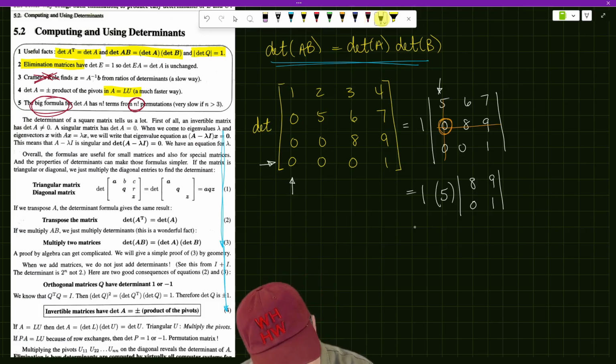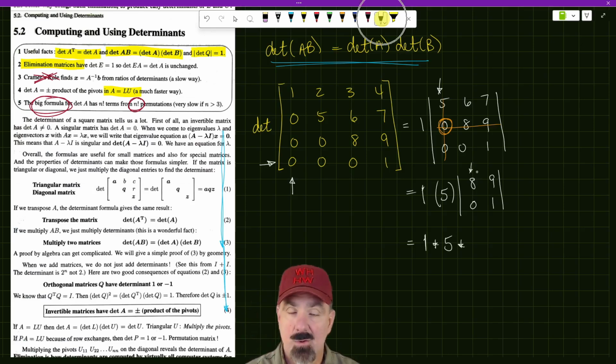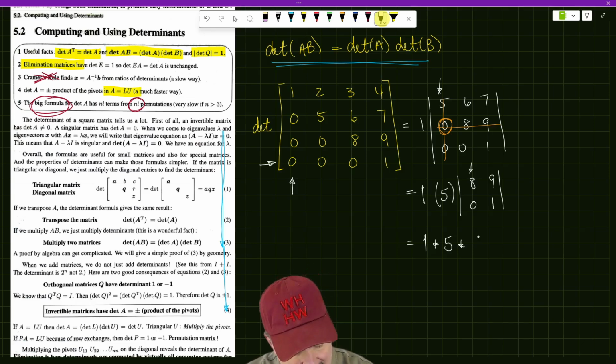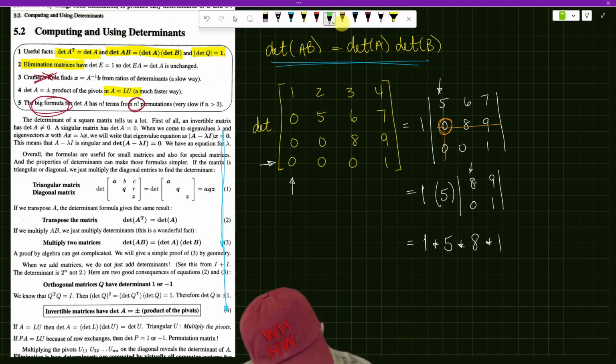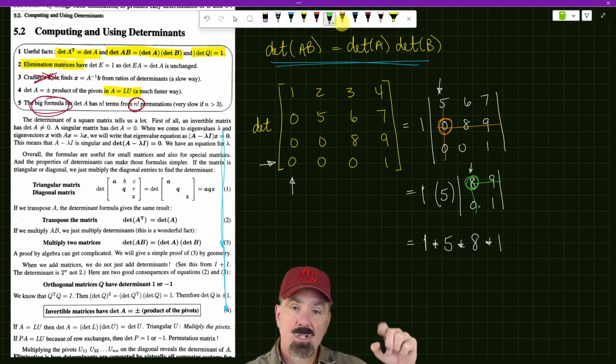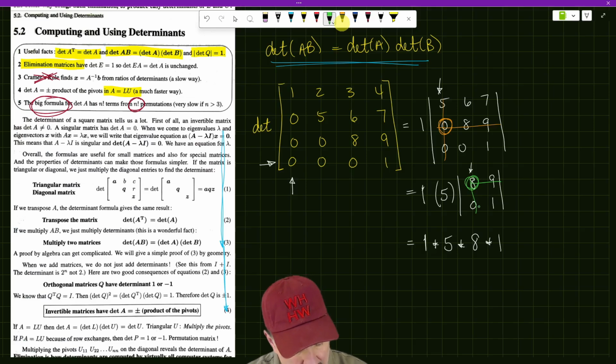Continuing on then, I now have this is equal to the 1 multiplied times the 5 times, and now, even though I don't need to do it, this is really what I was doing when I did 2 by 2 matrices. I'm going to take 8 times the remaining value, which is 1, because that's what's left after I remove the first row and the first column. I'm left with that 1. Well, the answer then is just equal to 40.